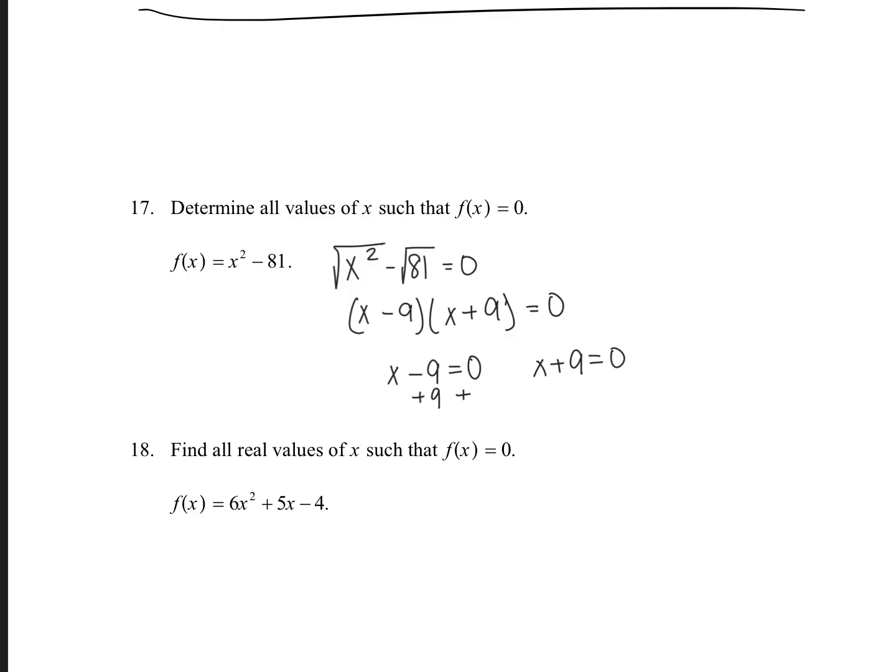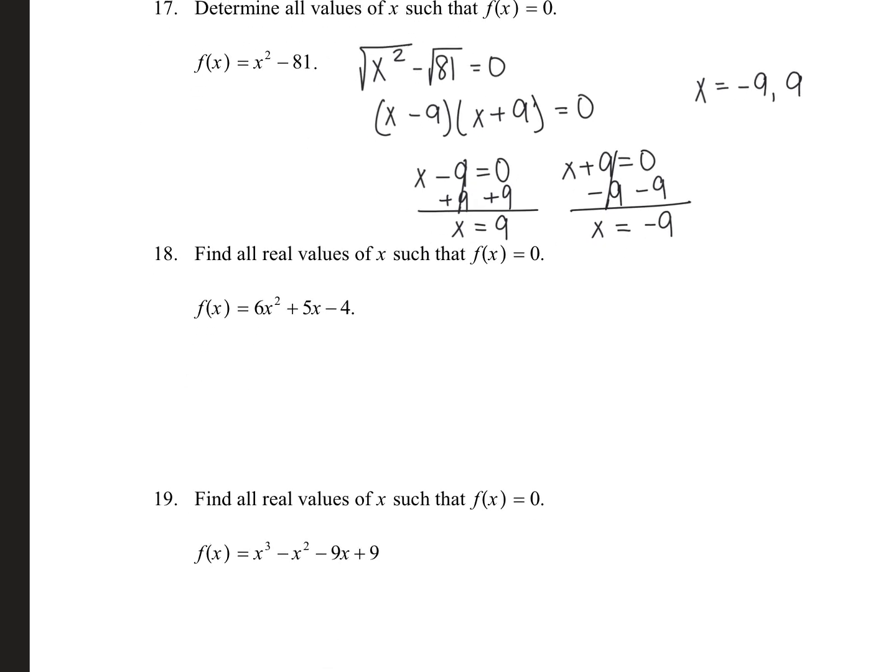On this side I'm adding 9, so I'm going to end up with x equals 9. And on this side I'm subtracting 9, so I'm going to end up with x equals negative 9. Those are my two answers. X is going to equal negative 9 and 9.